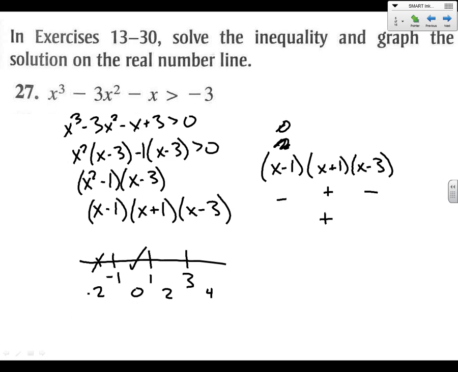If we plug in 2, 2 minus 1 is positive. 2 plus 1 is positive. 2 minus 3 is negative. So we end up with a minus for the overall sign. Don't like it. And last one, let's plug in 4. 4 minus 1 is positive. 4 plus 1 is positive. And 4 minus 3 now is positive as well. So we'll get a positive result. And so our solution set is -1 to 1, as well as 3 to infinity.